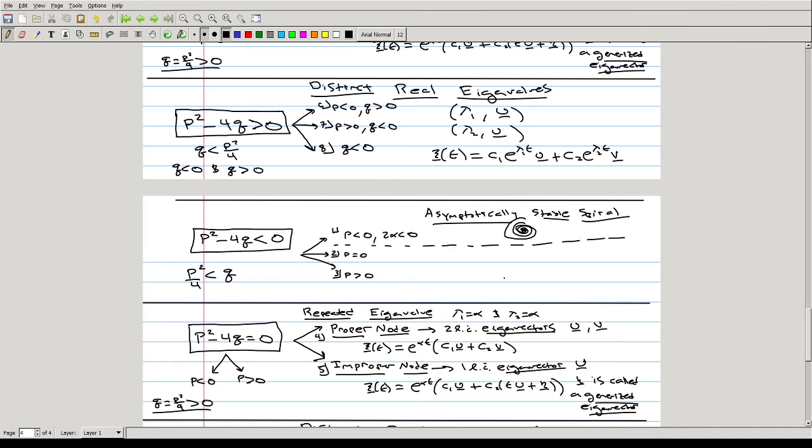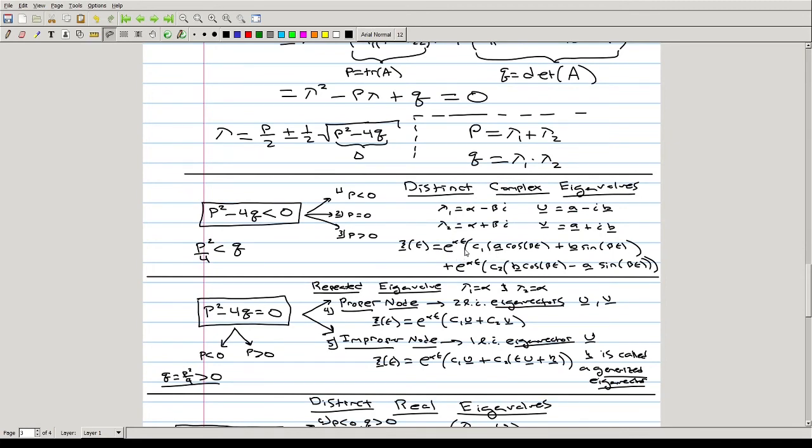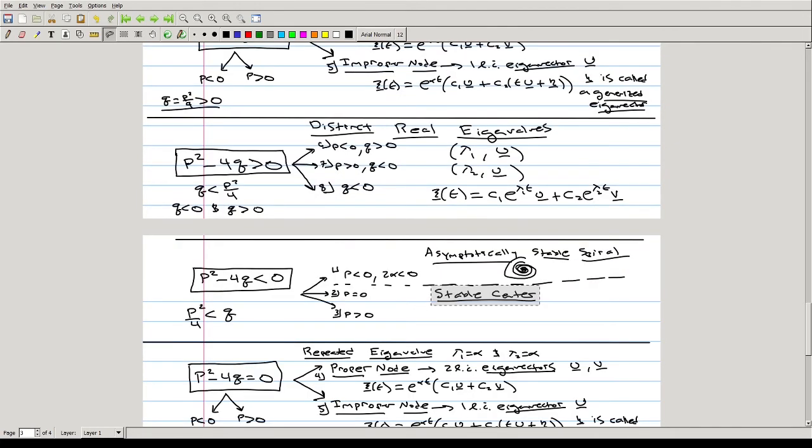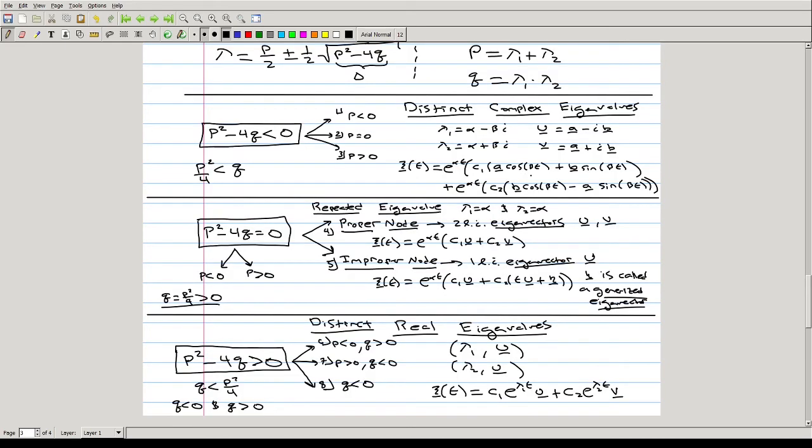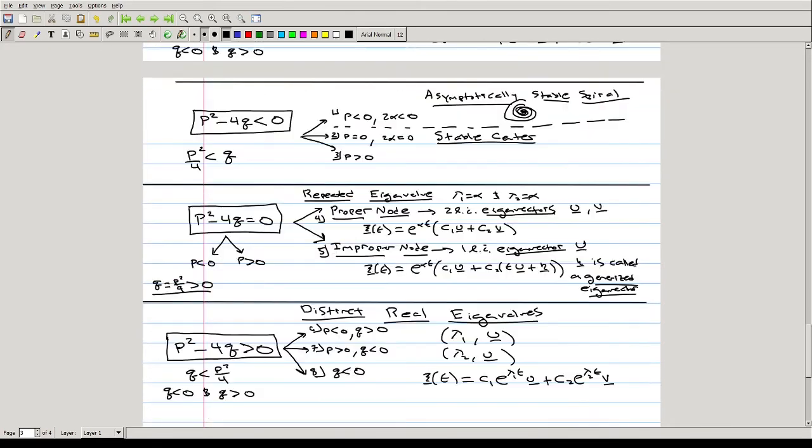When P is equal to 0, we have what's called a stable center. Because looking at our solution right here, when P is equal to 0, that means that 2 times alpha is equal to 0, which means that in our solution form you have e to the 0, which is 1, and so the orbits are going to be elliptical in general around a given point, or on the equilibrium point of the origin. So the orbits generally are going to look like this.